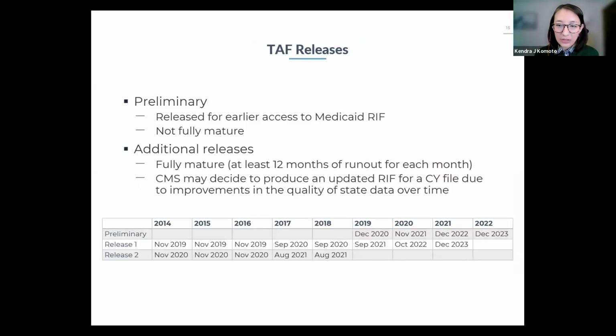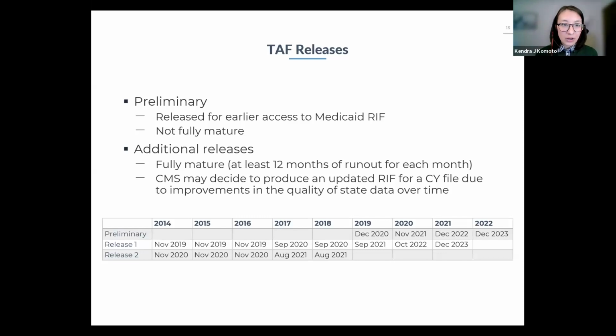Another issue specific to the TAF RIF is the nature of data and possible releases. We got some questions about this yesterday, and I think it's a pretty common question on our help desk. Starting with 2019 data, CMS has been releasing a preliminary version of the TAF RIF. And these data aren't considered mature, but they have been released because CMS knows researchers are interested in obtaining the data as soon as possible.